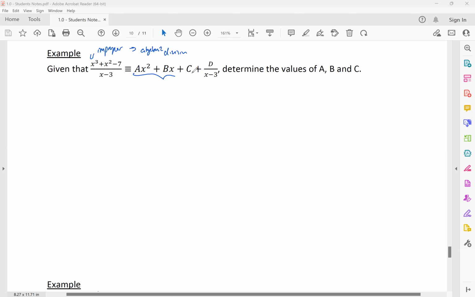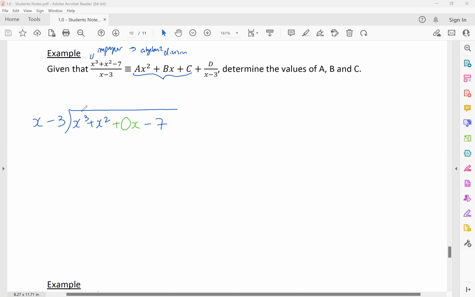That's a better curly bracket. So let's do the algebraic division. x cubed plus x squared. Now you see the x term is missing. Therefore, we do have to fill in the gaps. We put plus 0x in there. Remember, you need to have every power of x in a division. Minus 7, divided by x minus 3.